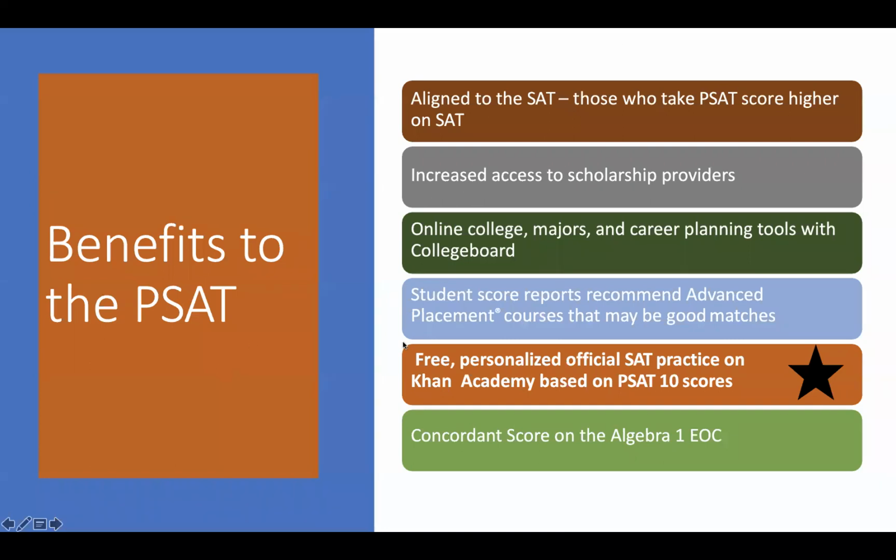So there's some benefits to it. We mentioned a couple already, but if you take the PSAT, you're going to do better on the SAT. And there's a couple of reasons why. Now you have a base. You know what the test is about. And then if you go on to the website, thecollegeboard.org is the website where you're going to find information about this test. Then you can link your PSAT to Khan Academy.